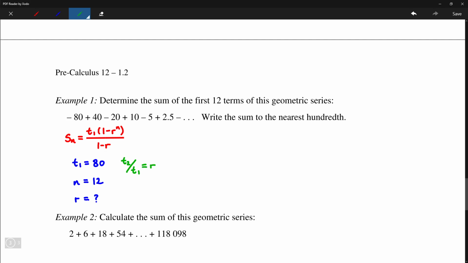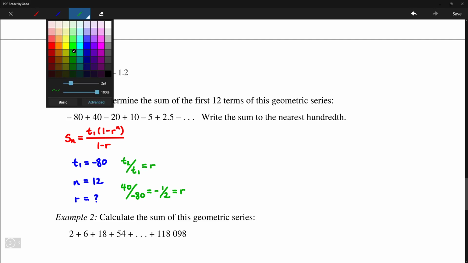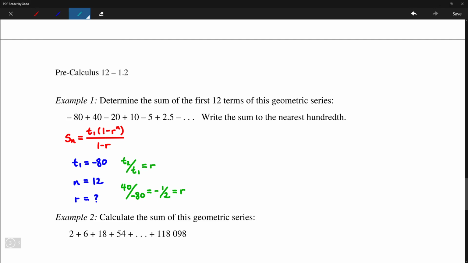So in this case, oh, sorry, I made a mistake. This is negative 80. That makes more sense. All right, so we will have 40 divided by negative 80, which of course is negative 1/2, and that's our common ratio r in this case. So now we're going to go ahead and use the formula.